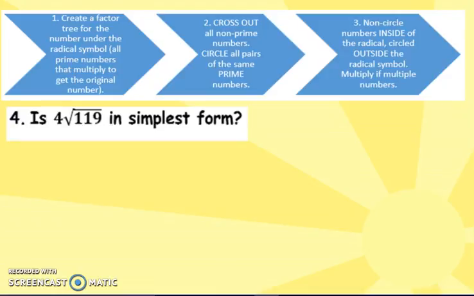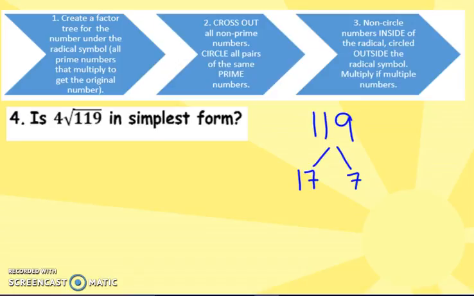So number 1, create a factor tree for the number underneath the radical symbol. Well, 4 is not underneath the radical symbol, so I'm going to start with 119. If you try and find a number that divides into 119, you do get 7. And you get 17. Both 7 and 17 can't be broken down, so we're done.